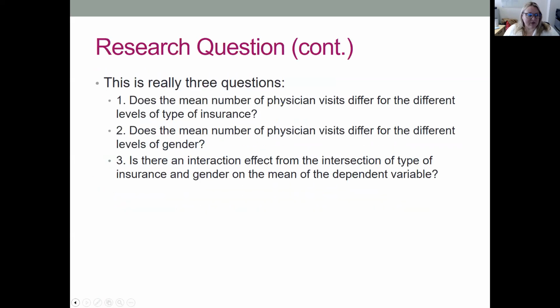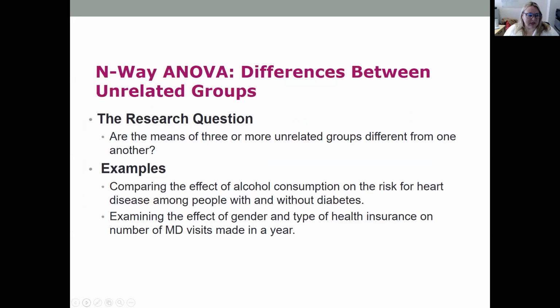So just in summary, I want to go back to talking about when you would use this. It would be when we're looking at the means of 3 or more unrelated groups and looking to see if they are different from each other. And that is when you would use the Way Anova.